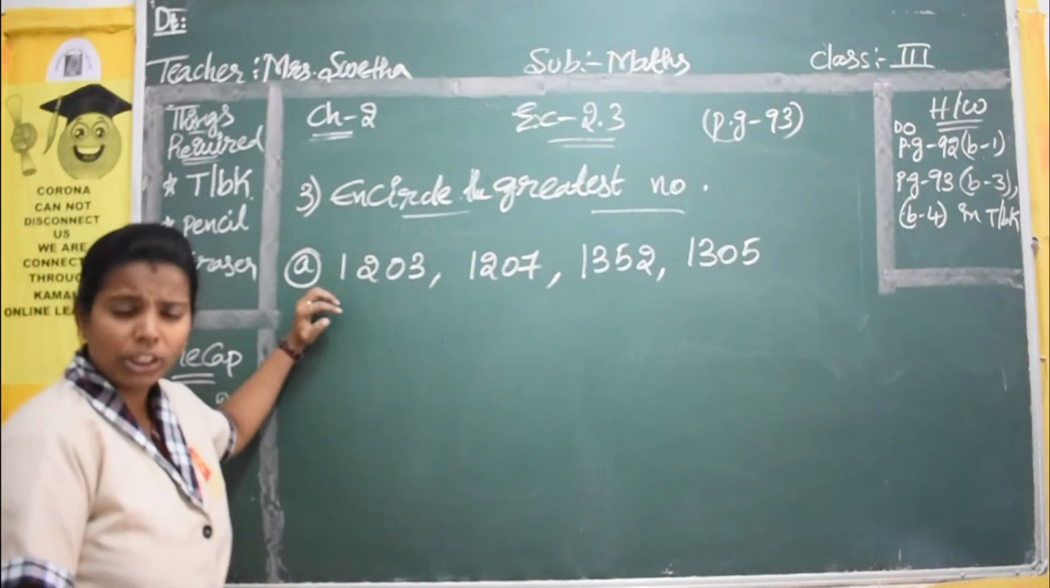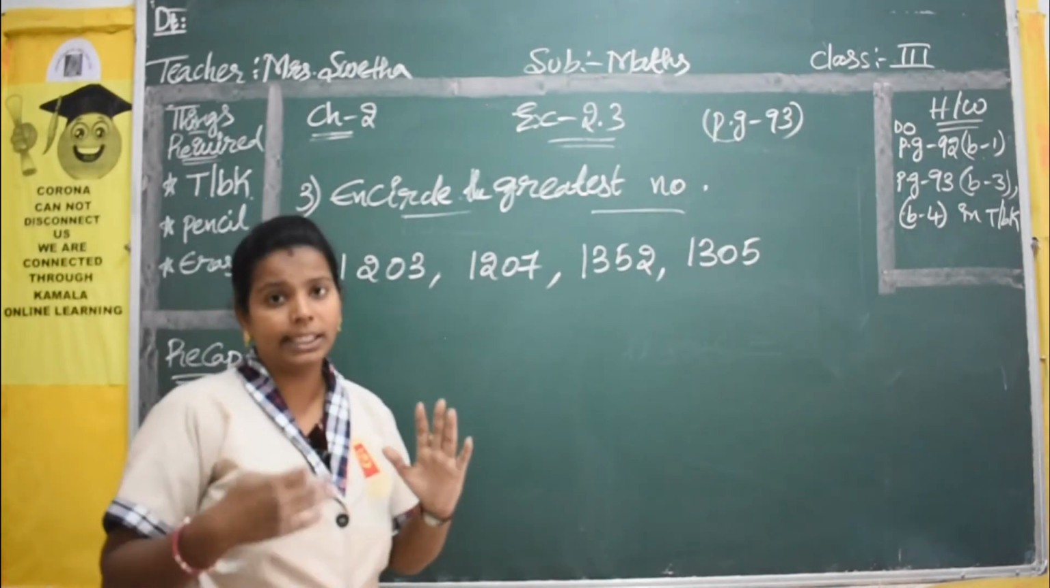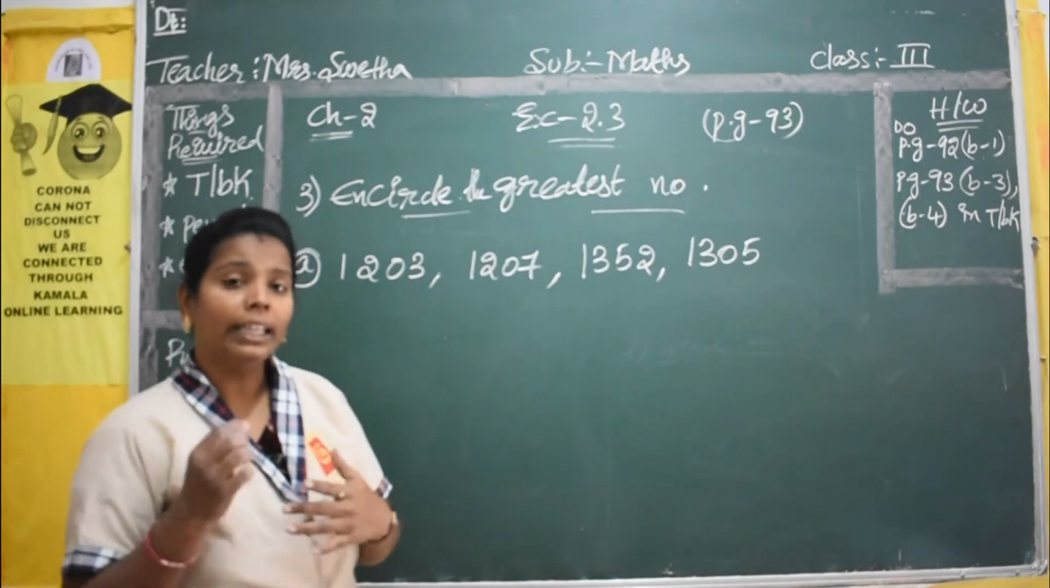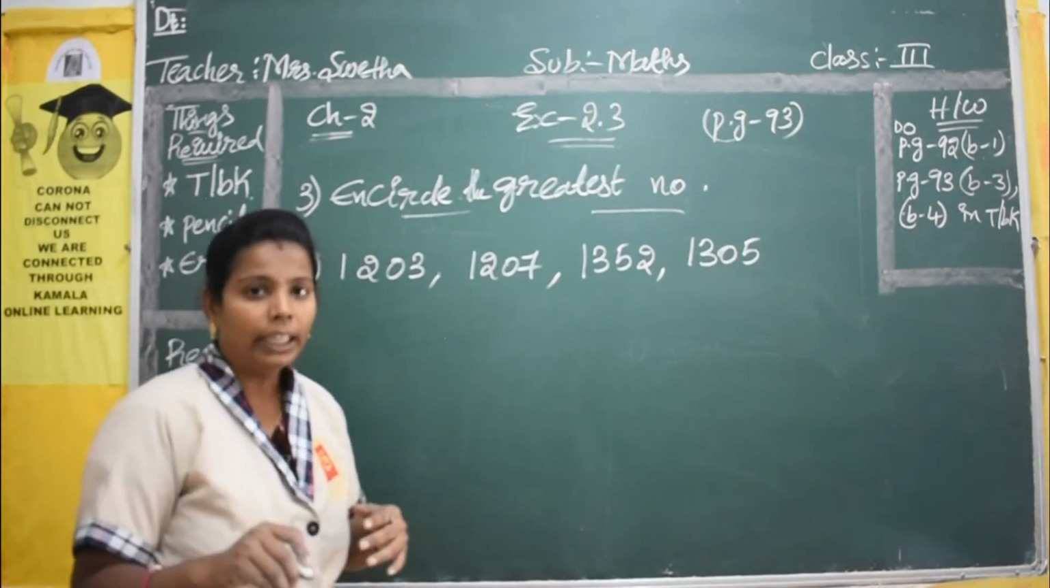Okay, so how you have to check? Just now I said, first you have to check by counting whether you are having all the digits same or not, and you have to check by each number. If you don't get by that first step, you have to check by each number.